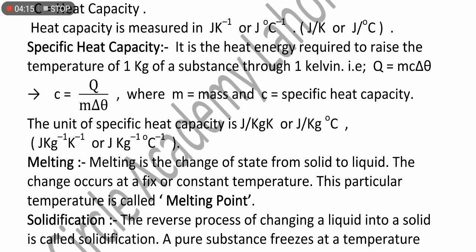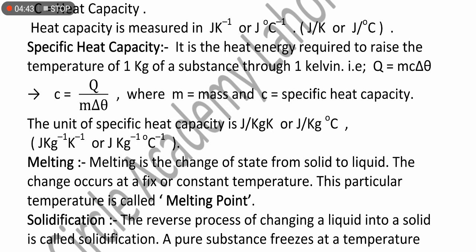But now in the case of the specific heat capacity, we are specifying the mass. So the specific heat capacity is the heat energy required to raise the temperature of 1 kg of a substance by 1 Kelvin. This 1 kg may be the unit mass or 1 gram, etc. But here, for this formula, we will take 1 kg of substance to 1 Kelvin or 1 degree Celsius.